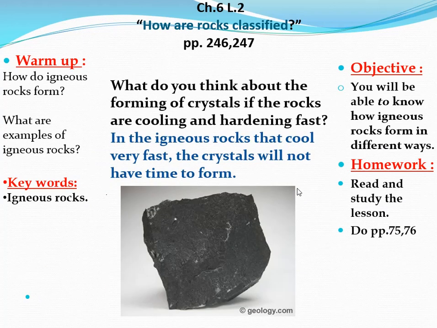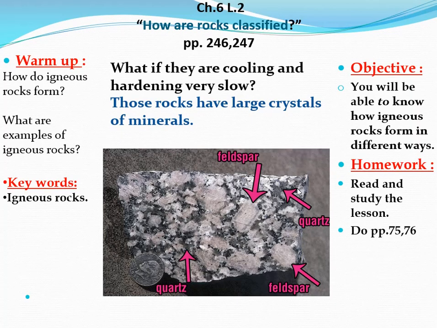If the rocks are cooling down very fast, the crystals will not have time to form, or they will form very small. But if they are forming very slowly, the crystals will have time to form very big. How are they formed? Sure, you are asking yourself now. They are formed in a chemical way. The particles are getting closer to each other to form those crystals.